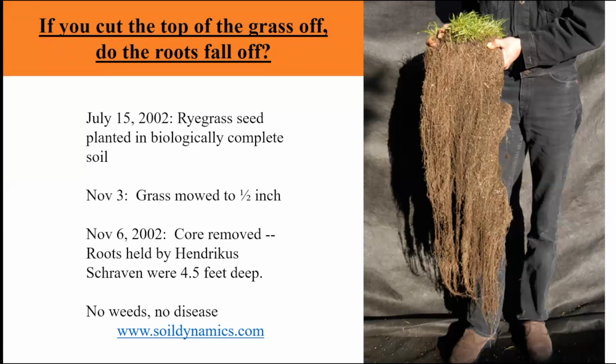These root systems are 4.5 feet down to the ground. So here's Hendrika. He's about 6 feet tall, and so holding this just above his waist, 4.5 feet in less than 4 months. Now, if you start growing grass like this, you don't have to water it. In the late summer period, it stays green, except in the most drought conditions you've ever seen. No weeds, no diseases, healthy green grass, never had to water it.